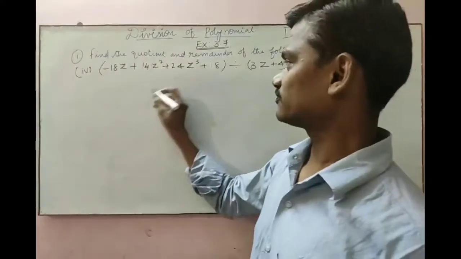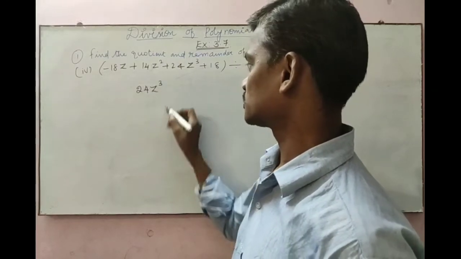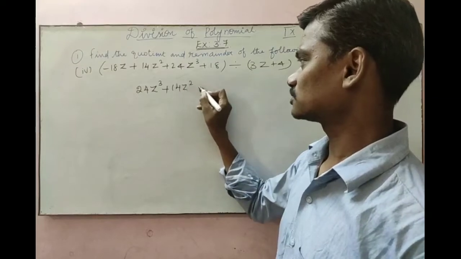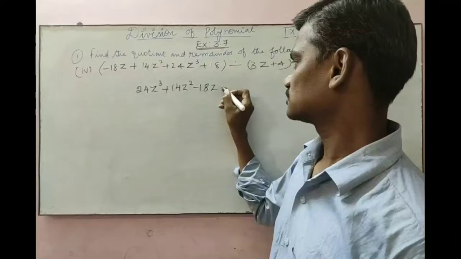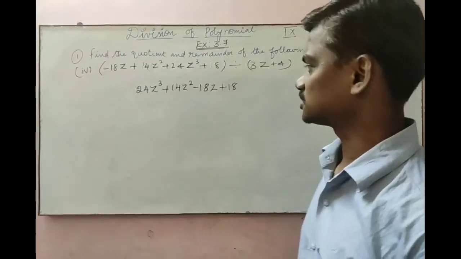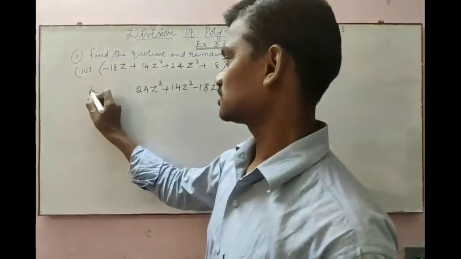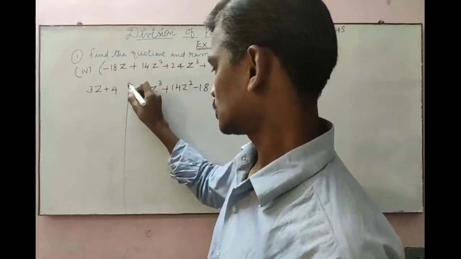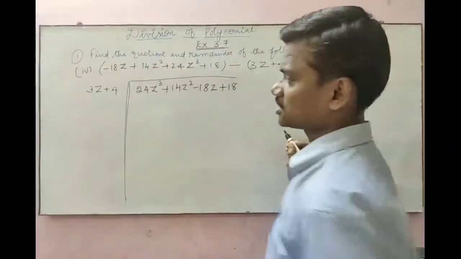So first I am going to write the first term, that is 24z cube, that is the cubic term. The next term is plus 14z square. The third term is minus 18z. Then the last term is plus 18. Then here the divisor, what is the divisor? 3z plus 4. Now I am going to divide this polynomial with this 3z plus 4.